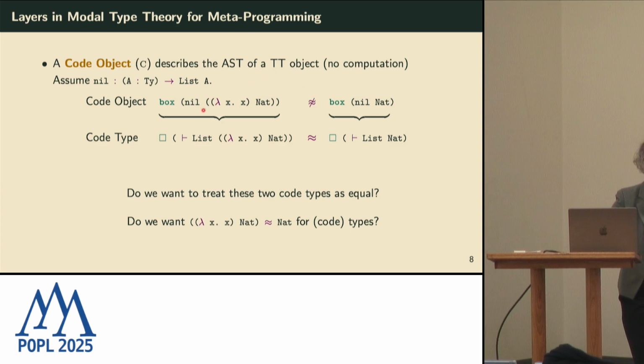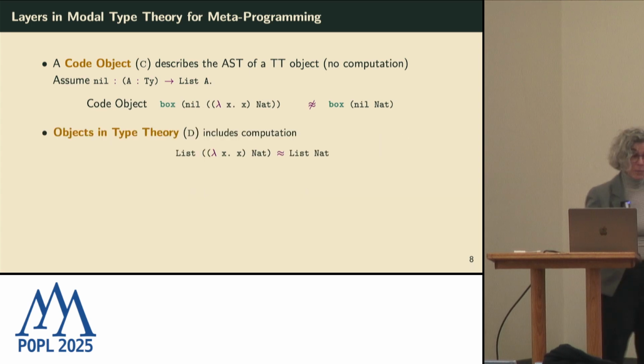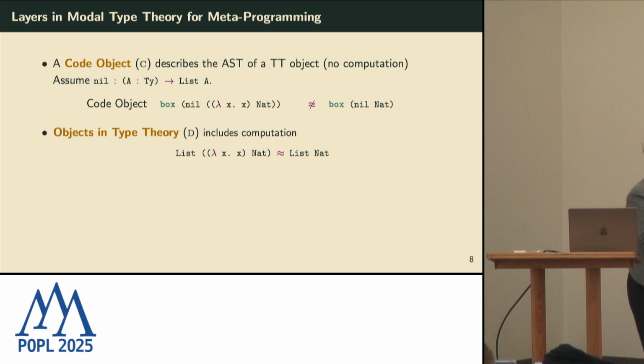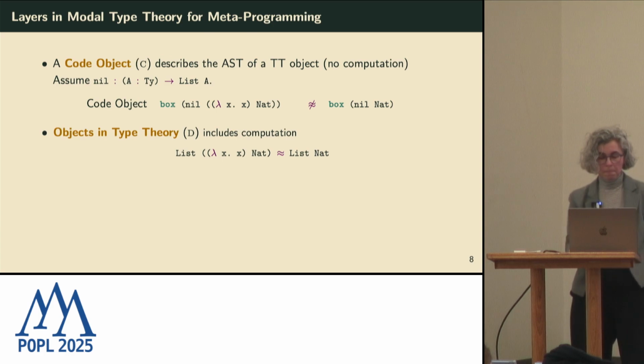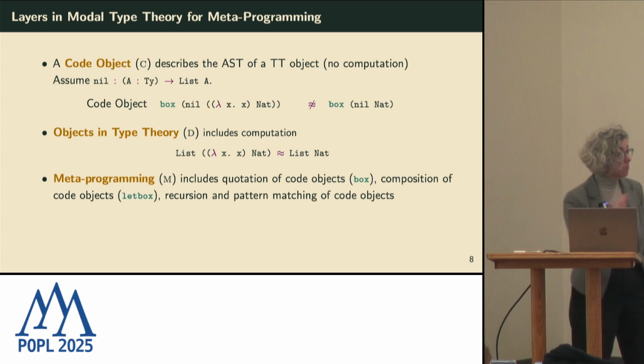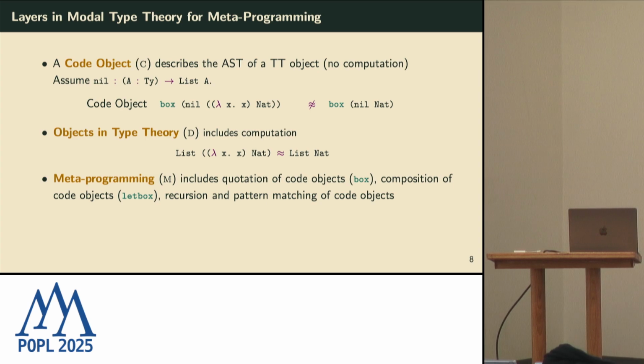That brings me to the second layer, which is essentially the Martin-Löf type theory we know and love. It has computations, in particular it has beta reductions. So it's really exactly what Martin-Löf type theory is. And then we have a third layer, which extends Martin-Löf type theory with the ability to quote objects, to compose objects, do recursion on these objects, and pattern match on these objects. So now you have really a tower of these languages. They share the syntax, more or less. Clearly, the meta-programming layer extends Martin-Löf type theory with these constructs we have. But we also want to control the computational behavior, the equivalences we have at each of these layers.